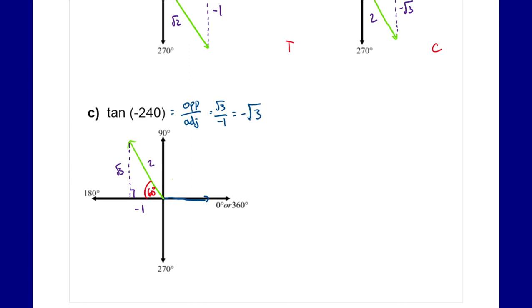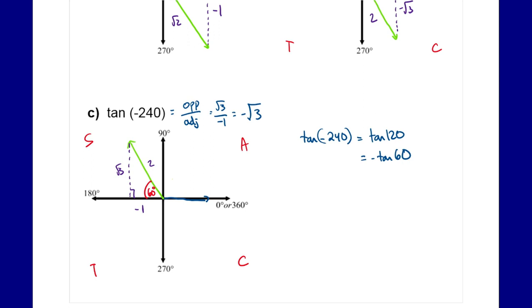It makes sense that we have a negative ratio because, again, in our CAST rule, only sine is positive in this quadrant, tan is not. So I can write that tan of negative 240 is the same as tan of 120, which is the same as negative tan 60, because it's the negative tan ratio here.